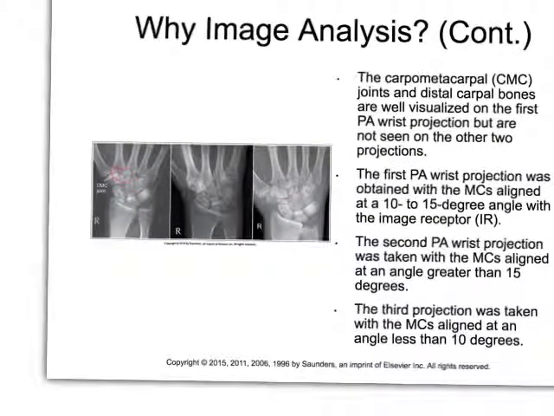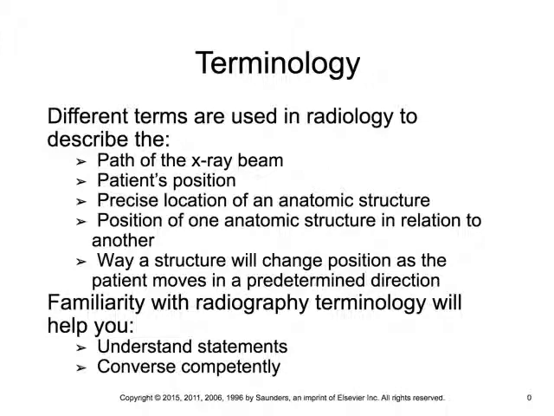So it says the first wrist projection was obtained with the MCs aligned to a 10 to 15 degree angle. The second PA wrist projection was taken with the metacarpals aligned to an angle greater than 15 degrees, right? And the third projection was taken with the metacarpals aligned to an angle less than 10 degrees. So we want to be very careful with how we're setting this stuff up, and we're going to be looking at our picture closely to make sure that we're doing that.